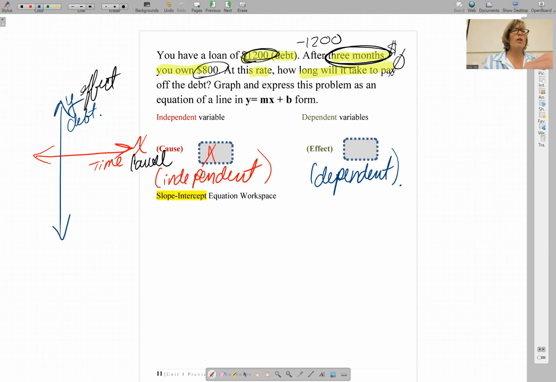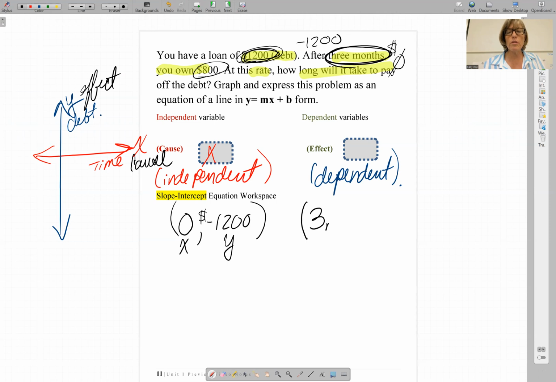Ready? Now, we're going to take 2 data points. We have a loan of $1,200 debt, all right, at 0 time. So at the beginning of time, at 0 time, you have negative $1,200 in debt. That's your Y. After 3 months, so 0 months. After 3 months, you have $800 in debt still, and that's minus. Okay, so your X would be after 3 months, your Y would be 800.